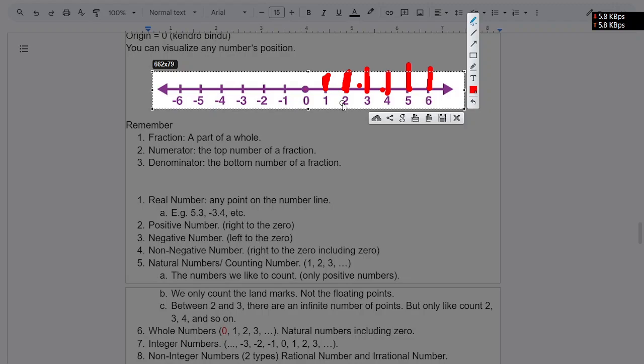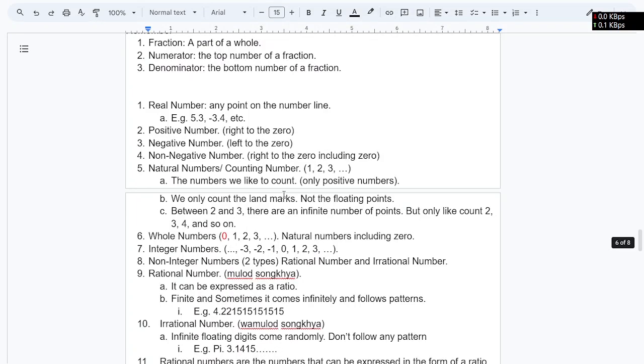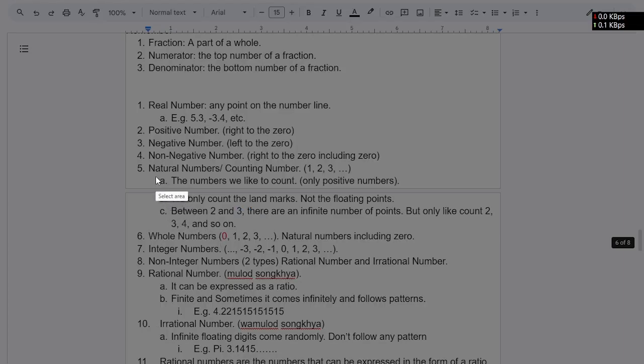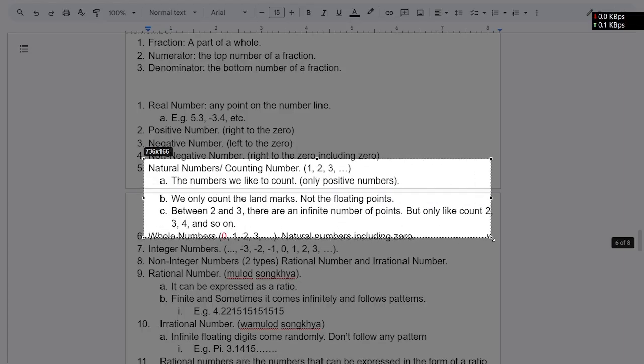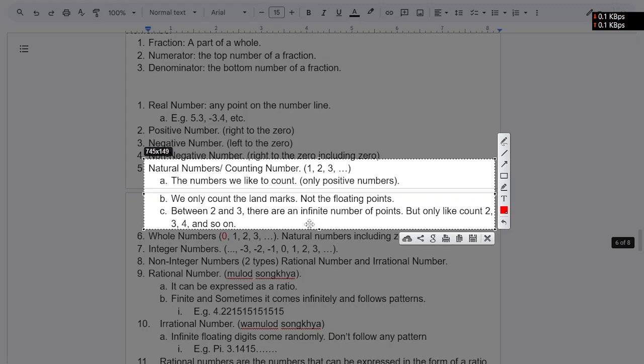So these are natural numbers. I am not talking about -1, -2. Negative numbers are not counting numbers or natural numbers. There are an infinite number of points, but we only count 2, 3, 4 and so on.